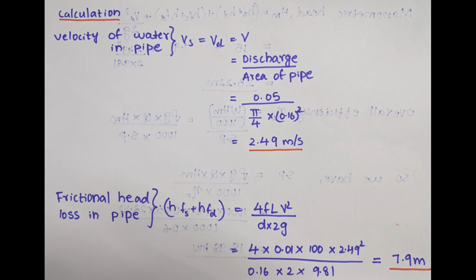Finding the frictional head loss in pipe, which is HFS plus HFD equal to 4FLV square divided by D into 2G. Substituting the values, 4 into 0.01 into 100 into 2.49 square divided by 0.16 into 2 into 9.81. We get the value 7.9 meter as the friction head loss in our pipe.